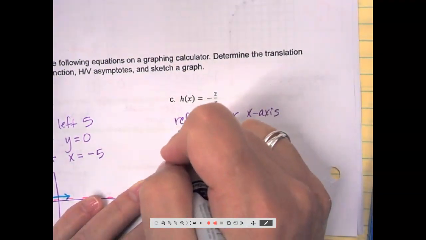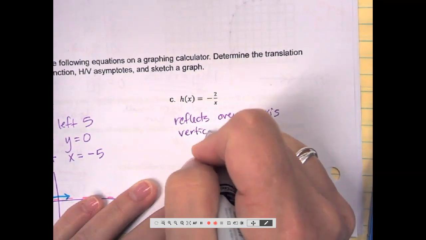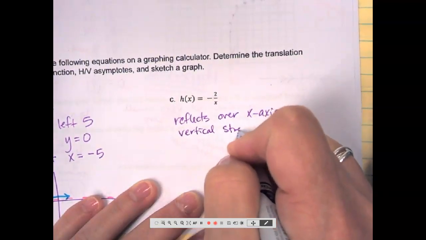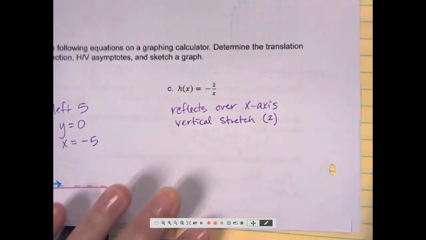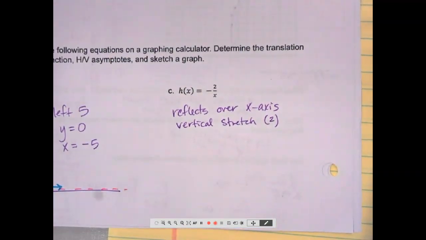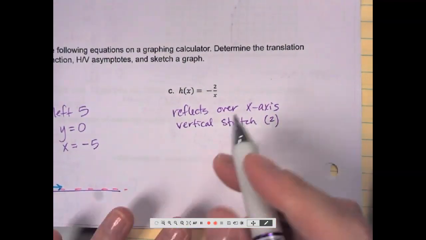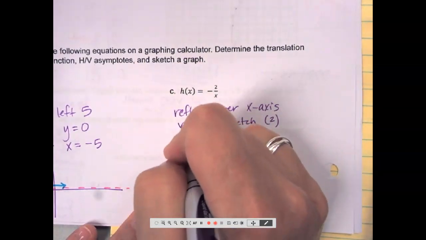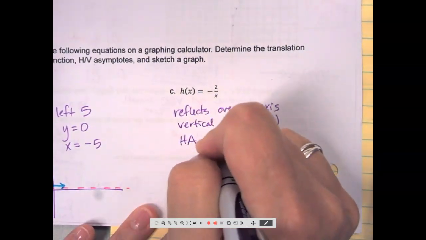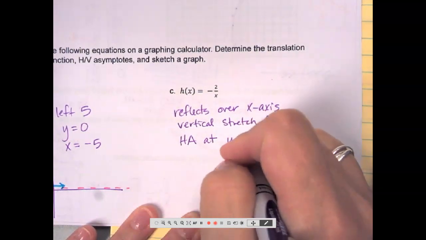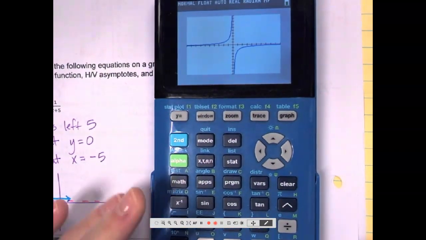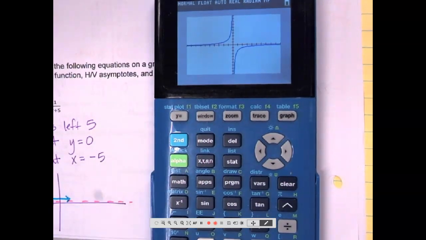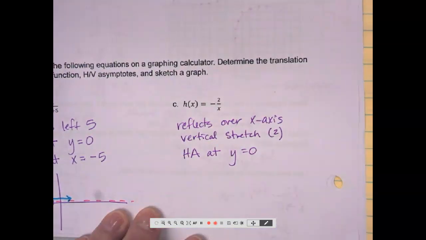2 is a vertical stretch, but it's not that noticeable. I'm going to put a 2 there. 2 is what does that. And horizontal asymptote is where? Yeah, still y equals 0. You can visually see that on the right end of the graph and the left end of the graph, that's kind of leveling out at 0.